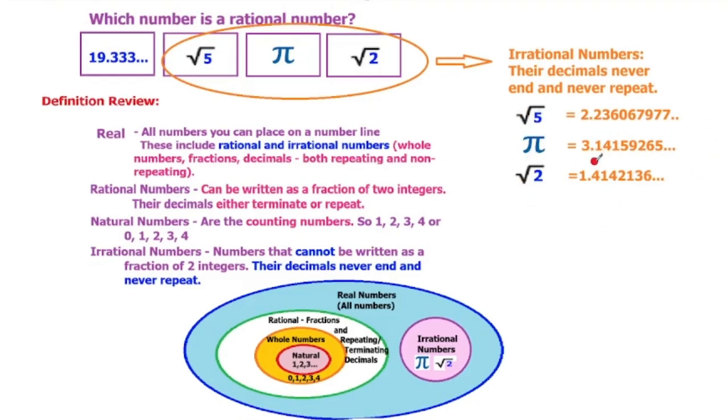The square root of 5 is 2.236, and it just goes on forever. Pi is 3.1415, and it just goes on forever. The square root of 2 is 1.41421, and it just keeps going. So these are all irrational numbers. This one is a rational number because the decimals repeat. Even though they go on forever, they repeat. So that means it's a rational number. And that's all there is to that problem.